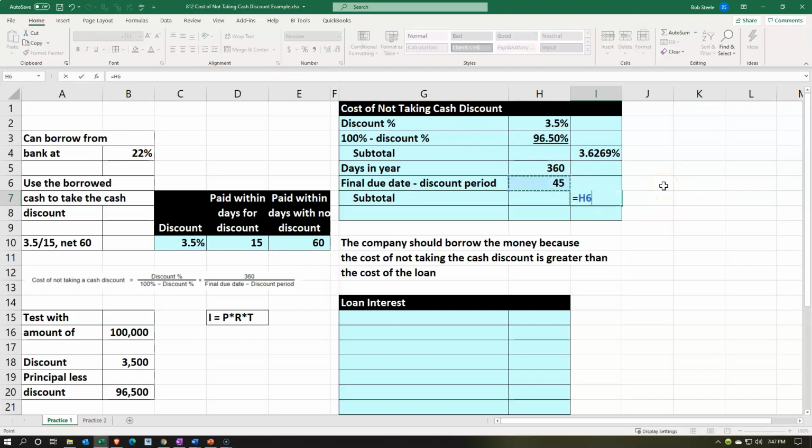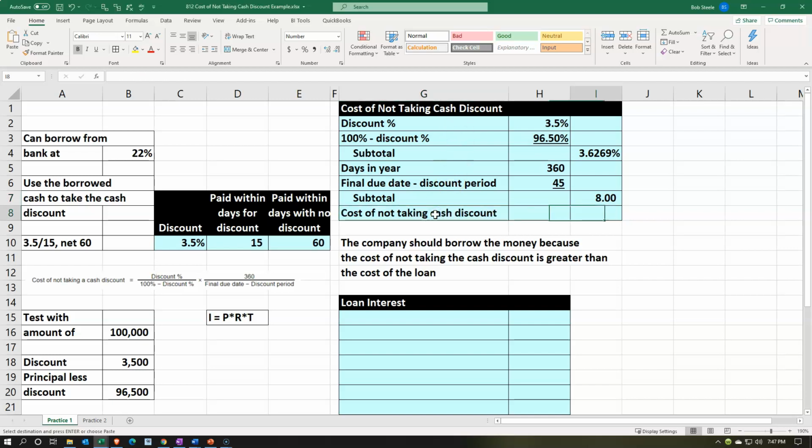This is going to be equal to the 360 divided by the 45. Let's put an underline under the 45, Home tab, Font group, underline. I'm going to add a couple decimals here, even though I don't think I need to. Home tab, Number, add a couple decimals. Then that's going to give us the cost of not taking the discount.